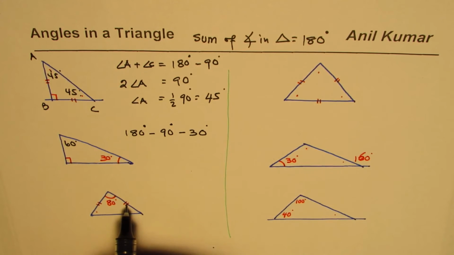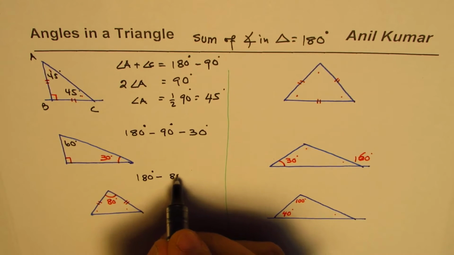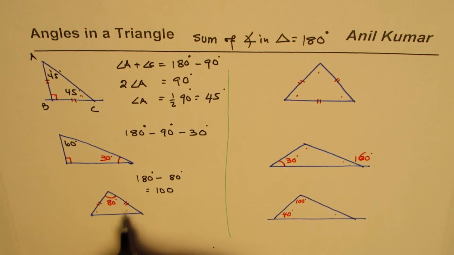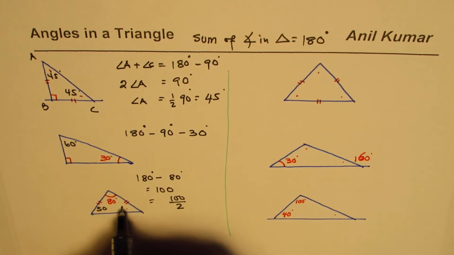In this particular case, one angle is 80. The other two should be how much? 180 degrees, take away 80 degrees. That is 100 degrees. That is the sum of two. So divide 100 by 2 to get each, right? Which is 50 degrees.